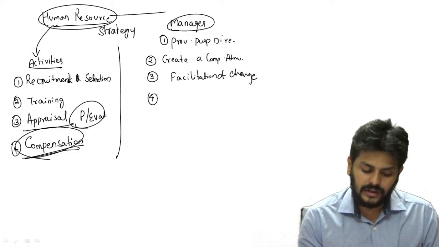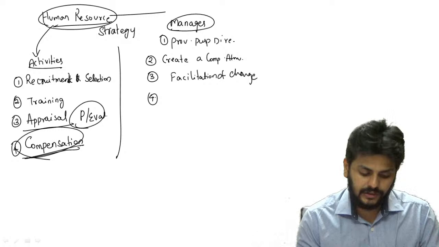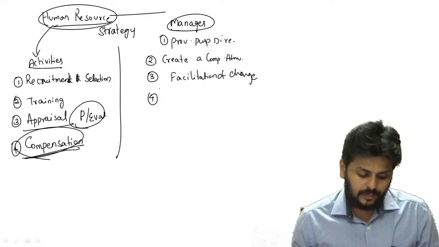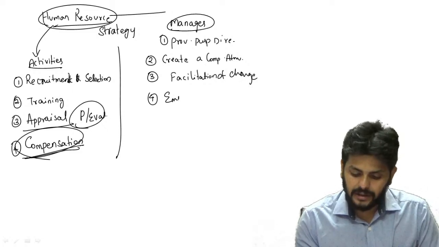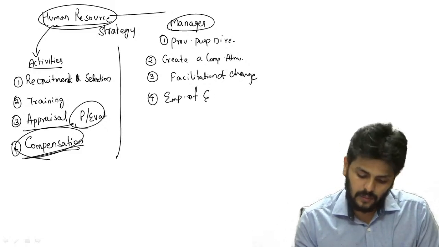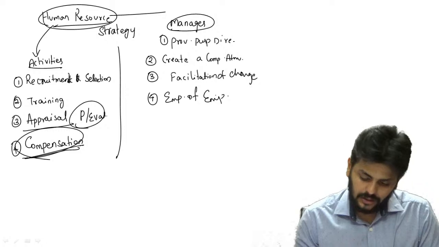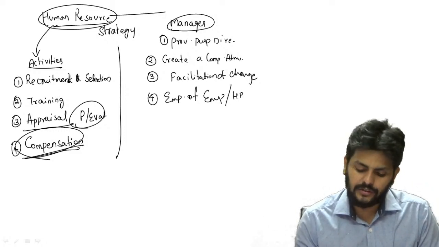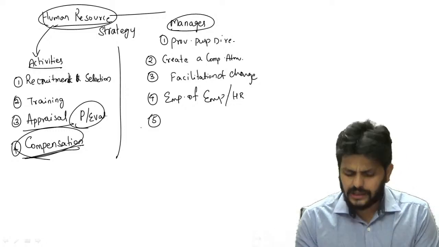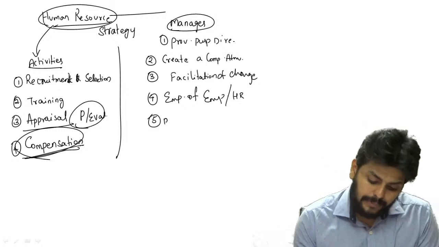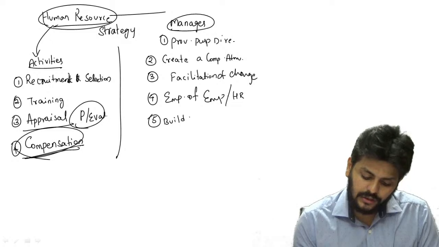Facilitating that change that their people are interested in, otherwise people won't be part of the story. So facilitation of change, then empowerment of employees, or rather empowerment of HR. And then as an HR manager, you help them build core competencies.